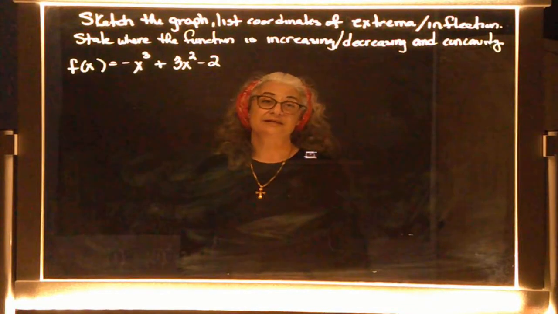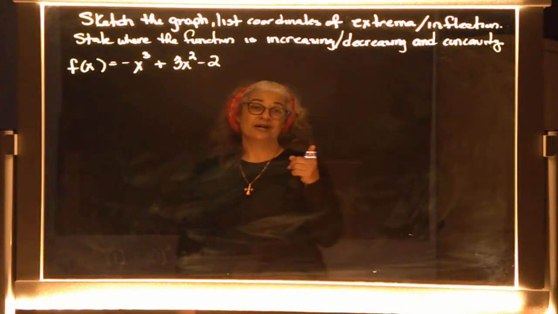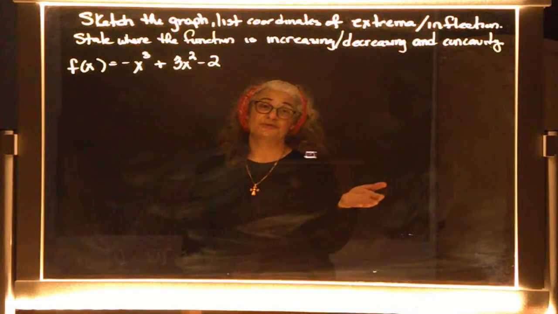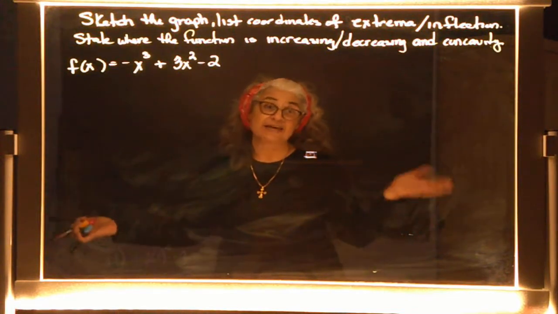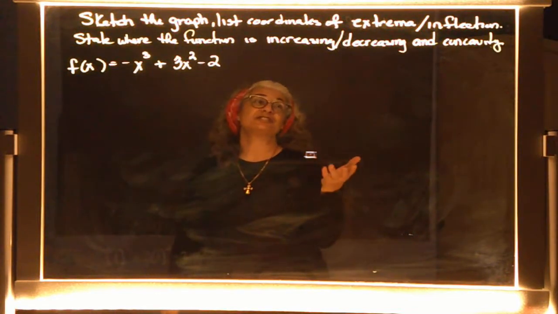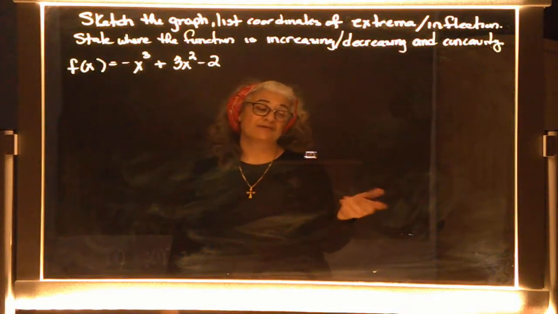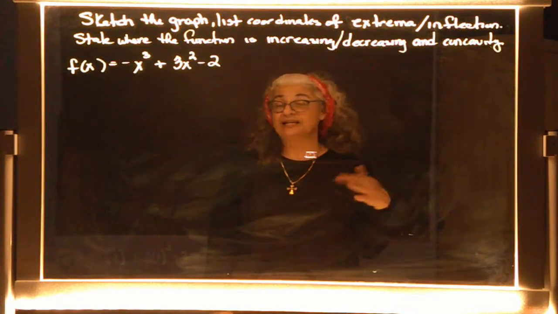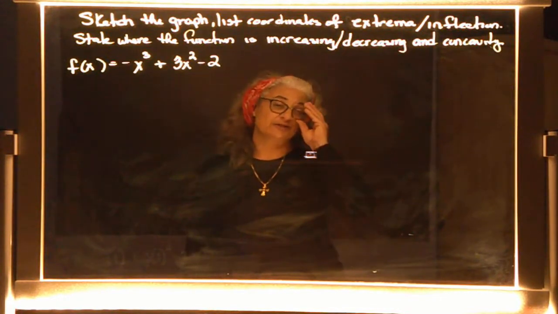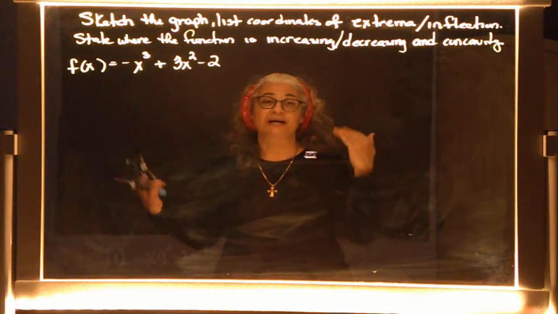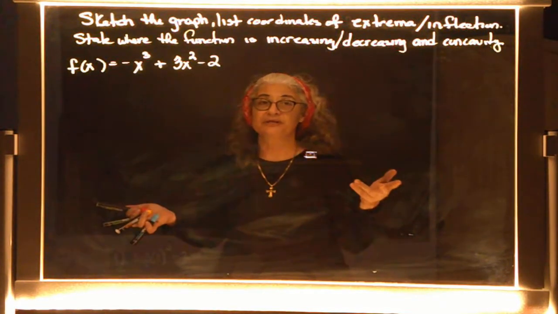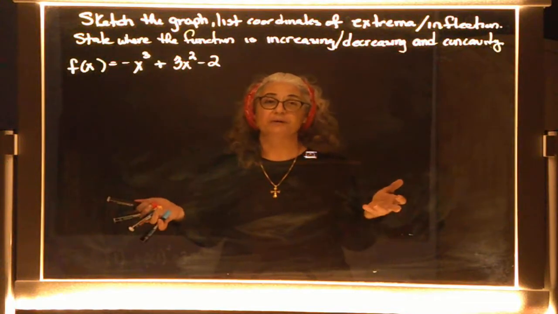So let's look at this example. It says sketch the graph, list the coordinates of extrema and inflection, if any. State where the function is increasing, decreasing, and concavity. I know I threw the "if any" in there, but you always have to have that in the back of your mind. If any points of inflection, if any extrema, right?